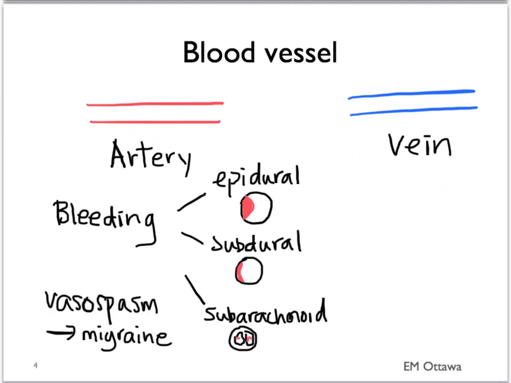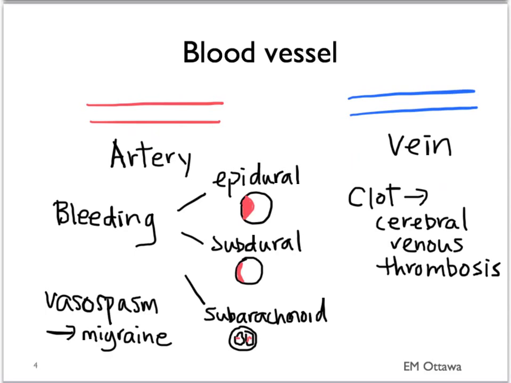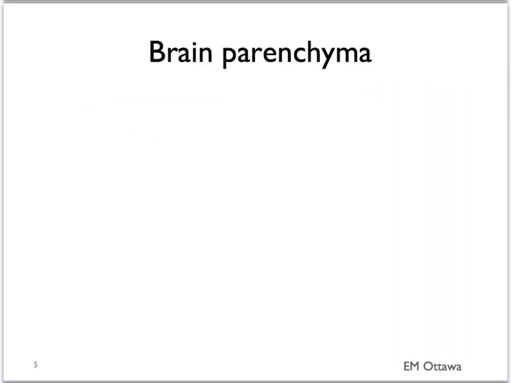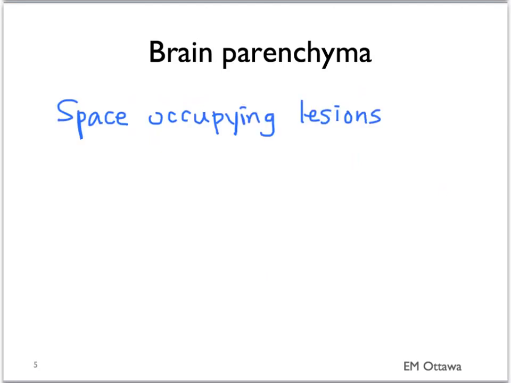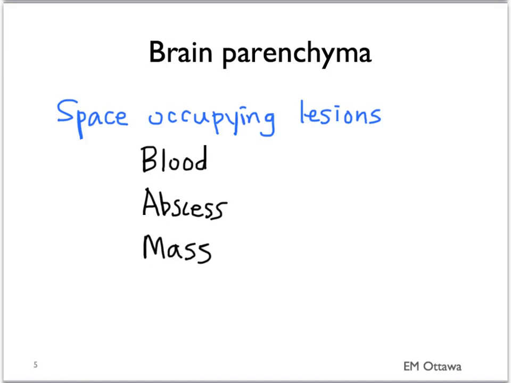Let's move on to the veins. What can the veins do? They can clot, also known as cerebrovenous thrombosis. Let's move on to the brain parenchyma. Any space-occupying lesion in the brain parenchyma can lead to headache. They include blood, abscess, or mass.